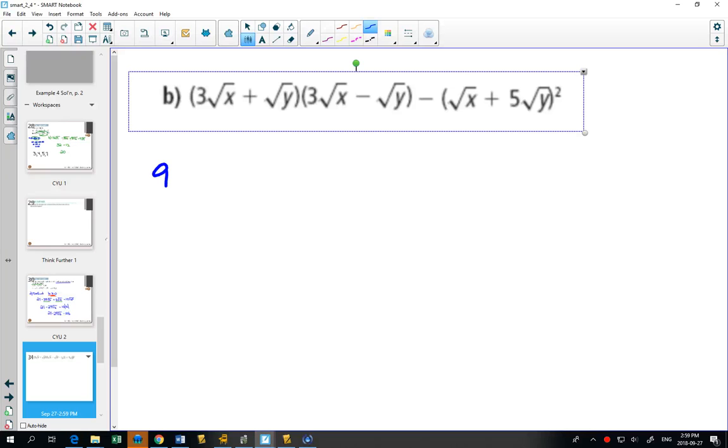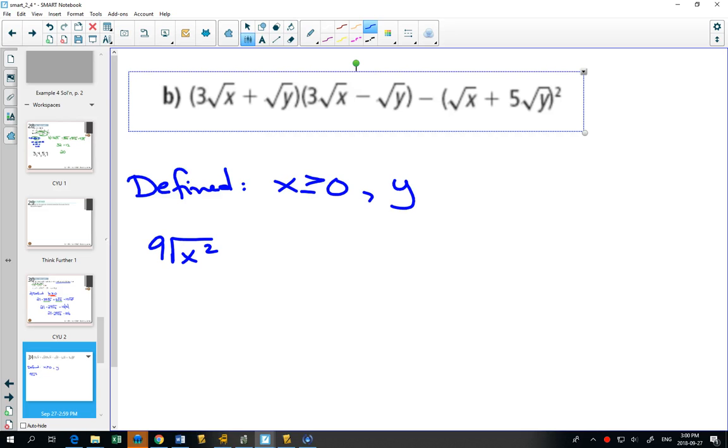And so you would get 9 root x squared. Oh, I forgot to do where they're defined. Let's do that first. What about x? Does x have to be positive, negative, or both? Both. No, can't be negative. Has to be positive. What about y? Y has to be positive. Good. There. Now we can multiply these out.